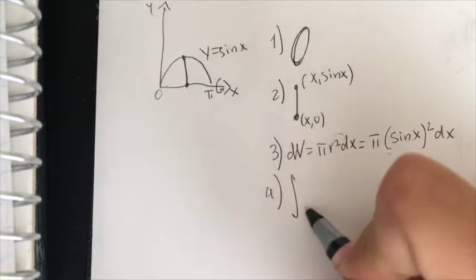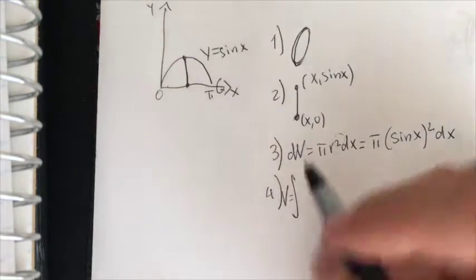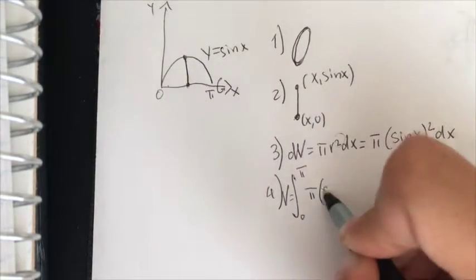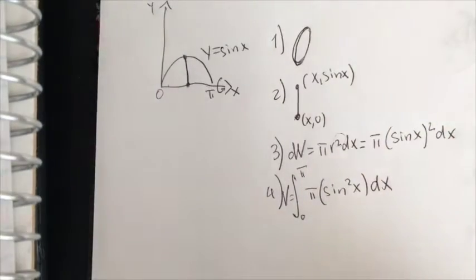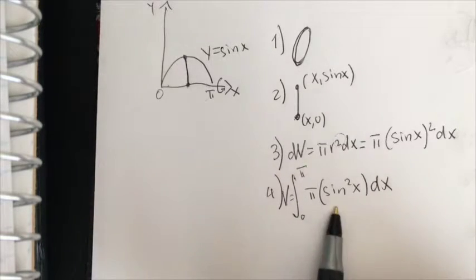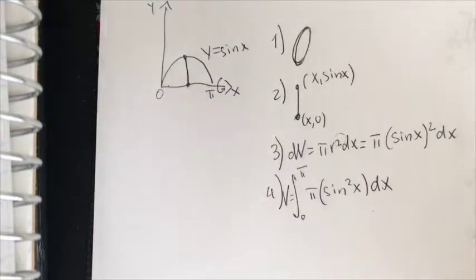For step number 4, our volume is equal to the integral from 0 to pi of pi sine squared x dx. And we know that pi is a constant, so we can take it out and we just integrate sine squared of x by using half-angle identities, which we learned in chapter 5. Okay, so that was the example of a disk method.